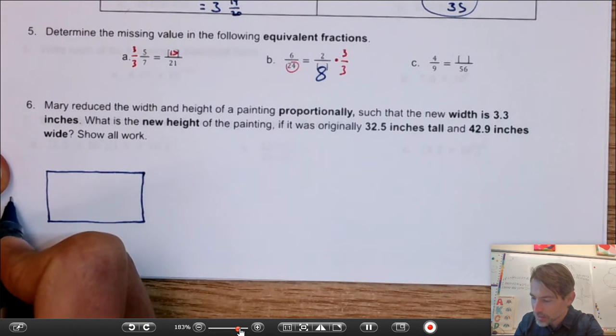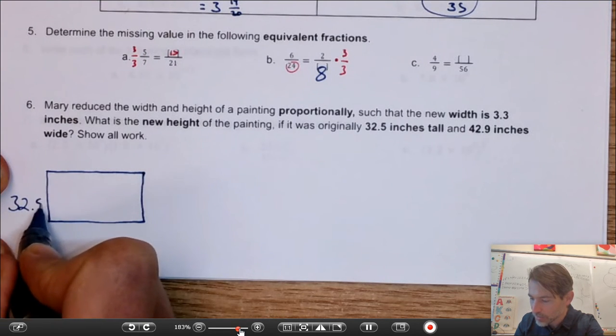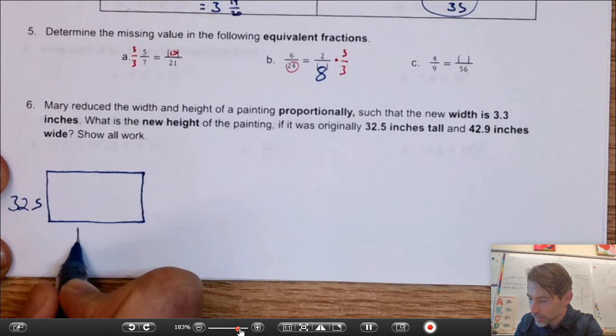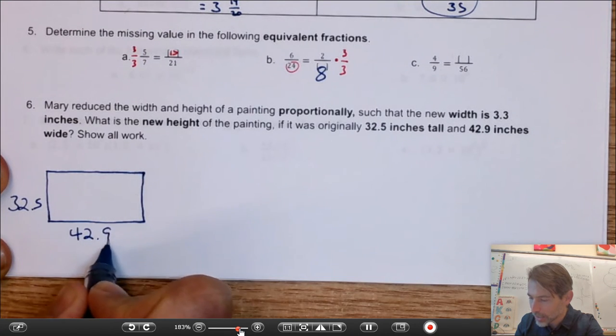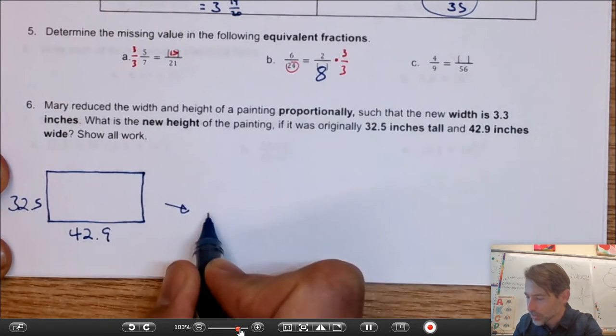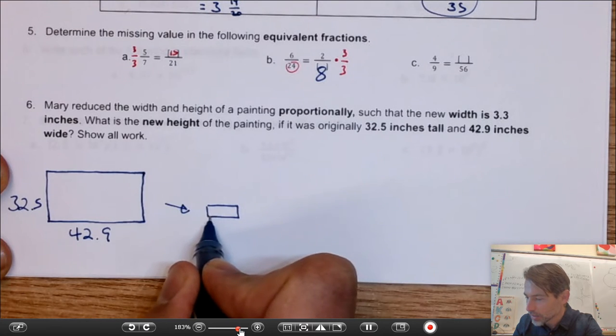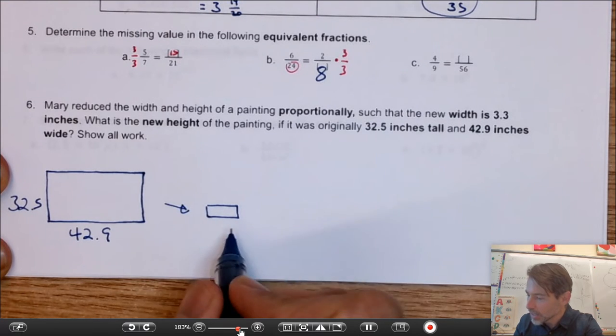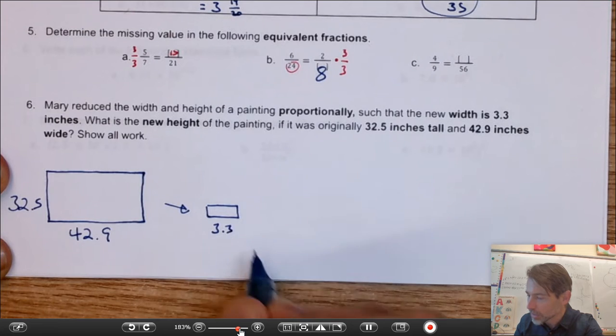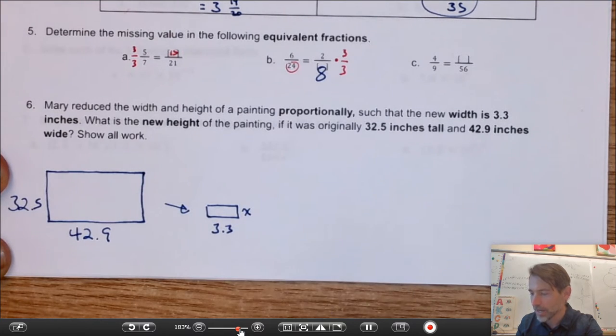Okay, this is 32.5. This is 42.9. And then she scales the whole thing down so that it's now 3.3 inches. And we want to know this x. Okay, we want to know how big that is. All right. So here are some things that we could set up.